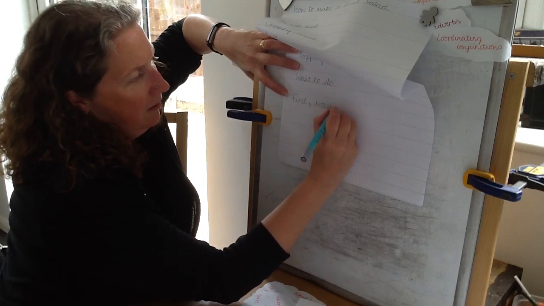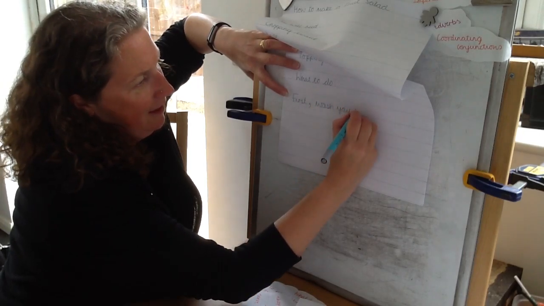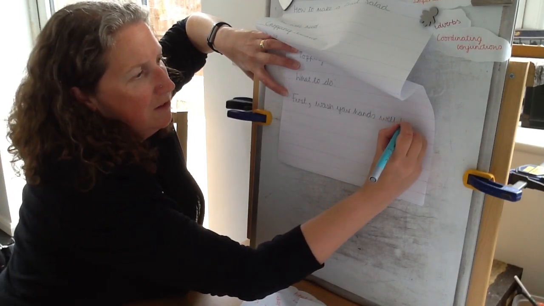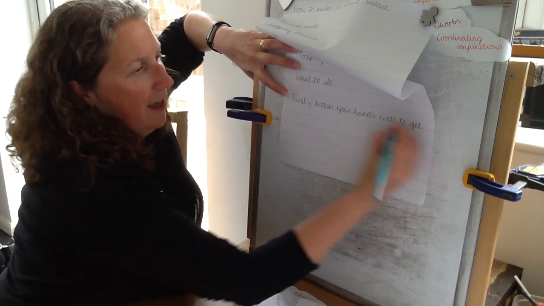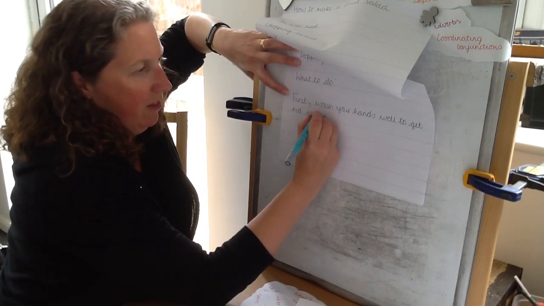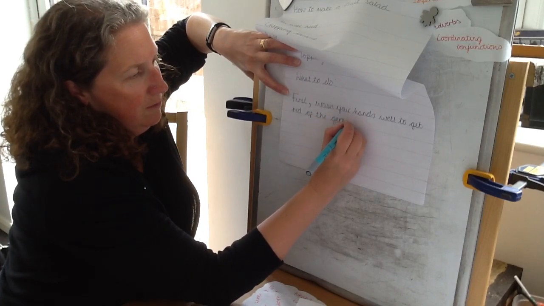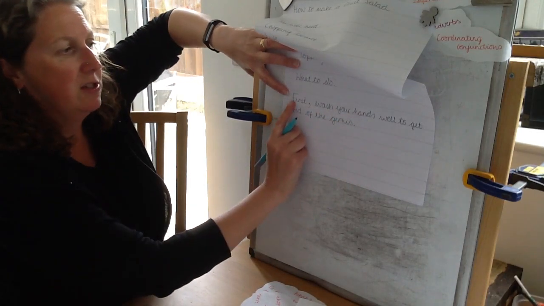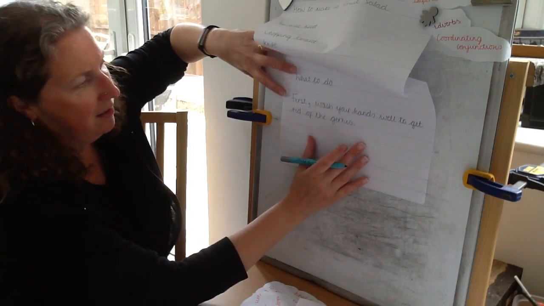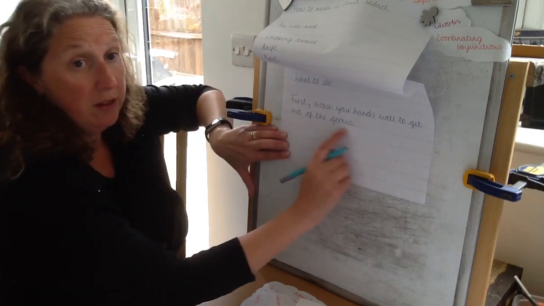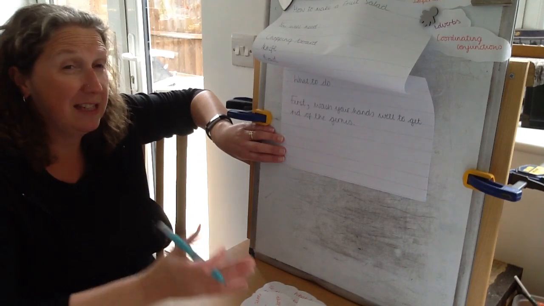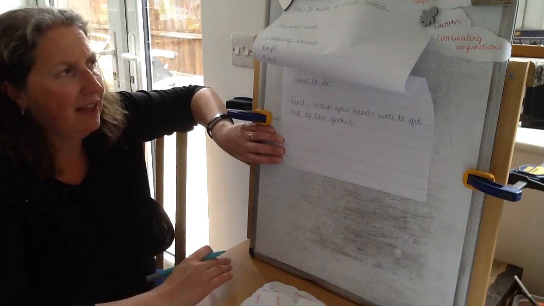wash your hands well to get rid of the germs. Full stop. Okay, you notice that I'm using a capital letter at the beginning and a full stop at the end. Fantastic. And then I'm going to leave another line. So in between each of my instructions, I am leaving a line, and this will mean that it's all clear when you see it at the end.